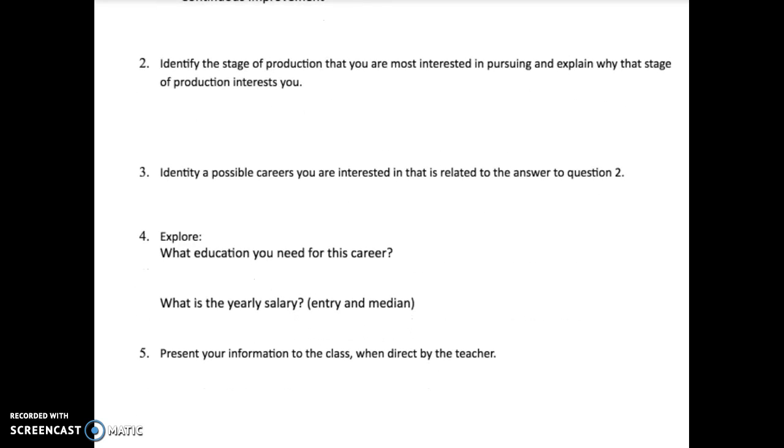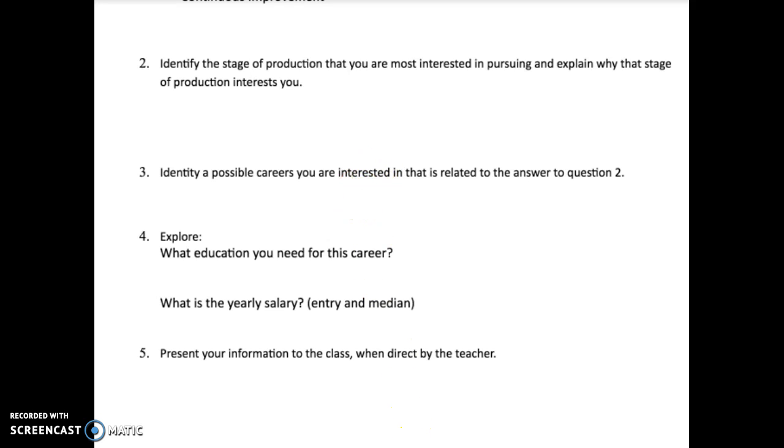Then you will identify the stages of production that you may be most interested in pursuing and explain why that stage interests you. If you're not sure which one's for you, ask a friend which one you would fit the best into, and then have them describe which one fits you best.